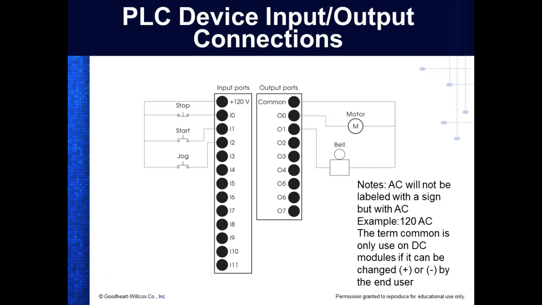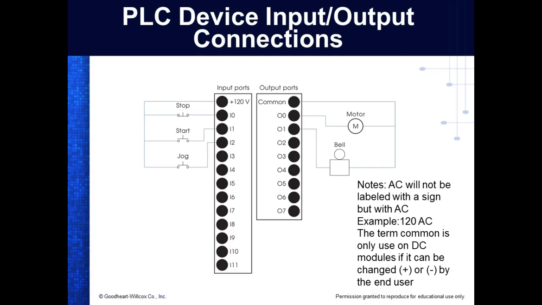According to this, it looks like the input is sinking and the devices are sourcing, because it's labeled plus. With AC, there's no such thing as sinking or sourcing. AC will not be labeled with a sign, but with AC. Example, 120 volts AC. The term common is only used on DC modules if it can be changed from plus to minus by the end user. Does that make sense?